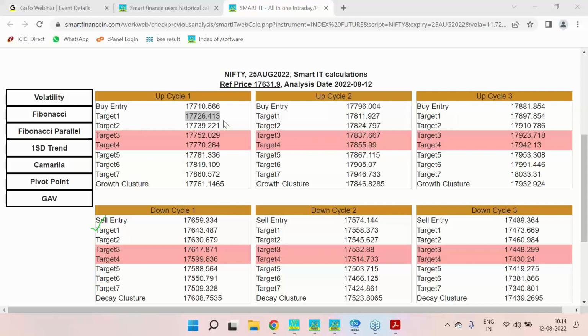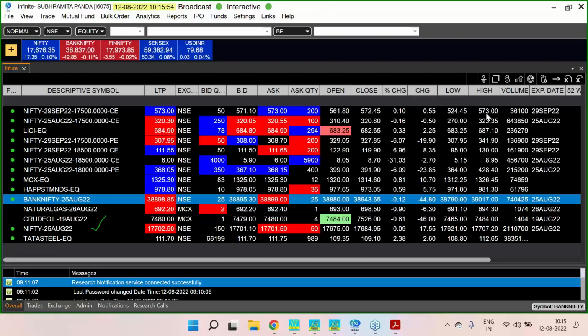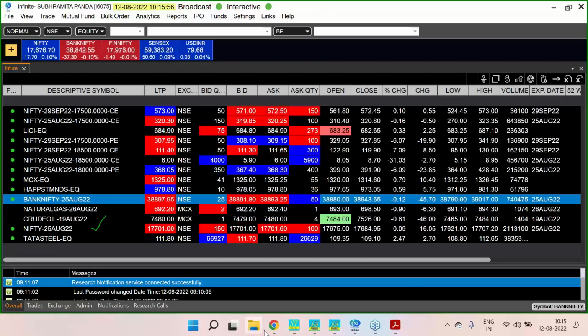If 726 happens, it means the future needs to be closed with loss. 650 call option, you have to book the profit, and at that time you have to buy the future along with a 750 put or 700 put. Download the presentations on option strategy.